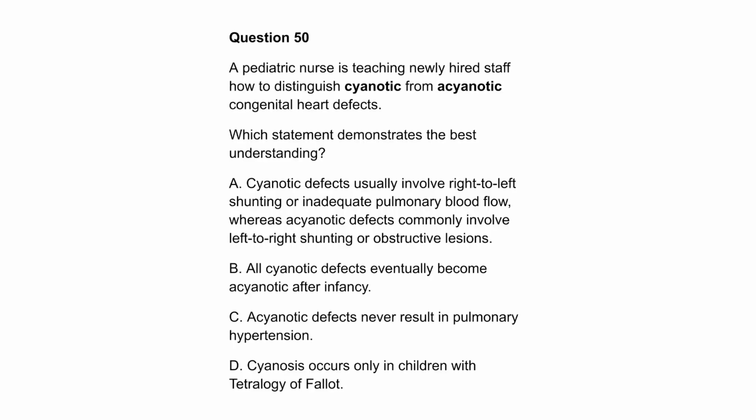Question 50. A pediatric nurse is teaching newly hired staff how to distinguish cyanotic from acyanotic congenital heart defects. Which statement demonstrates the best understanding? A. Cyanotic defects usually involve right-to-left shunting or inadequate pulmonary blood flow, whereas acyanotic defects commonly involve left-to-right shunting or obstructive lesions. B. All cyanotic defects eventually become acyanotic after infancy. C. Acyanotic defects never result in pulmonary hypertension. D. Cyanosis occurs only in children with tetralogy of Fallot.